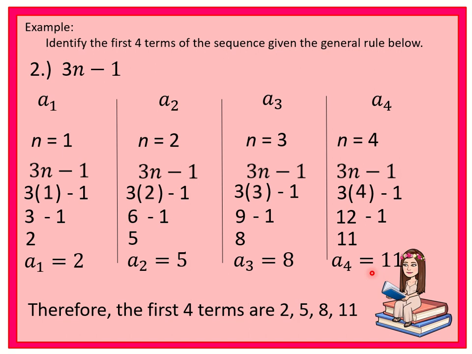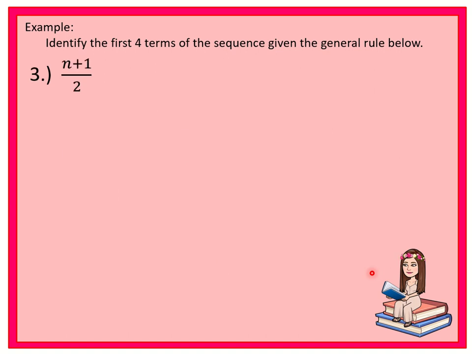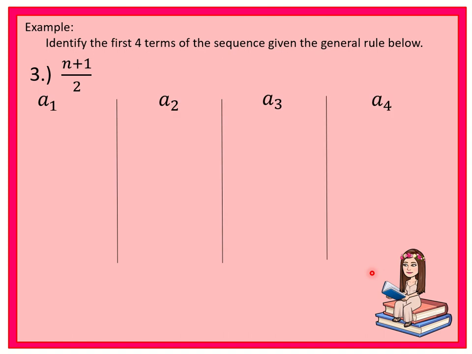Nakukuha? Proceed tayo sa ating third example. Ano naman kaya ang ating third example? So, we have n plus 1 over 2. Naku, fraction na. Pero wag matakot. Kahit fraction yan, madali lang yan. Same process, same procedure ang gagawin natin. So, ganun pa rin. Kunin pa rin natin ang first term, second term, third term, at fourth term.